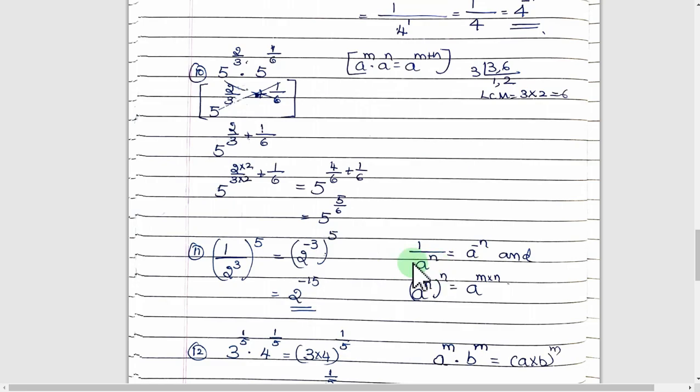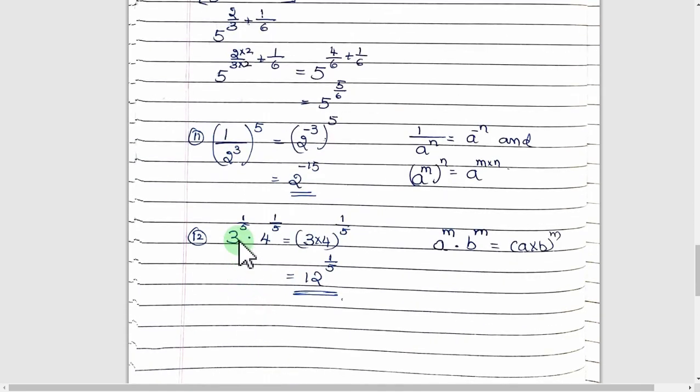Here first of all, to get this, I have used the identity 1 by a to the power of n is equal to a to the power of minus n. Now I am using this identity, a to the power of m whole to the power of n is equal to a to the power of m into n. Now we can multiply the powers. So 2 to the power of 5 into minus 3. One step I have skipped here. We can write one more step as 2 to the power of minus 3 into 15. Minus 3 into 15 is minus 15.